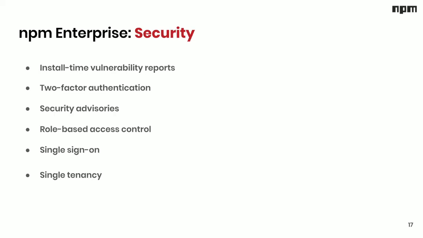A third thing that NPM Enterprise gets you is much better security. And so it has all the security features that you expect from the public registry. So things like those vulnerability reports when you run NPM audit or NPM install. It has two-factor authentication. It has information about security advisories. But it also adds a few features which provide additional security that really matters in an enterprise context.